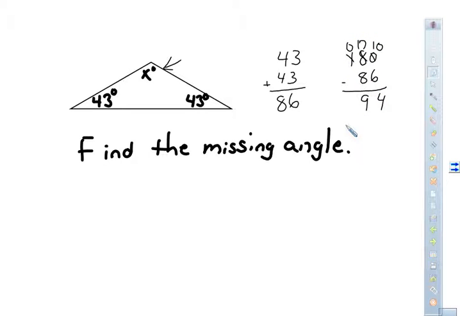And again, you can double check this, you can do it many ways, but subtracting that, you get your 94. So if you wanted to double check this, you could simply add the three numbers together, and you'll find out they do equal 180 degrees. So that's how you find that missing angle. You add the two, and then subtract that from 180 degrees to get your difference to find that missing measurement.